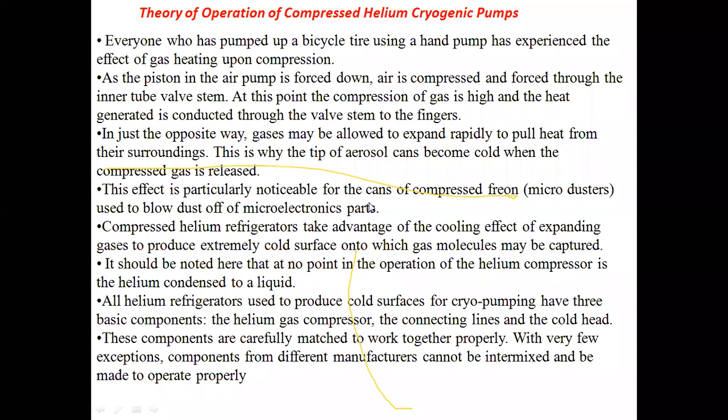Okay, in terms of vapor absorption refrigeration system, we use ammonia, whereas in the vapor compression refrigeration system, we use a freon because it has a very low boiling temperature. Now this effect is particularly noticeable for the cans of compressed freon used to blow dust off the microelectronic parts. These are also being used in microelectronic parts.